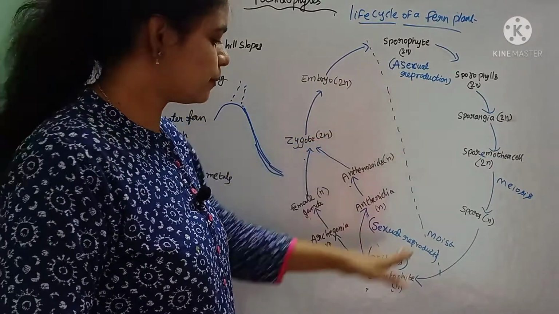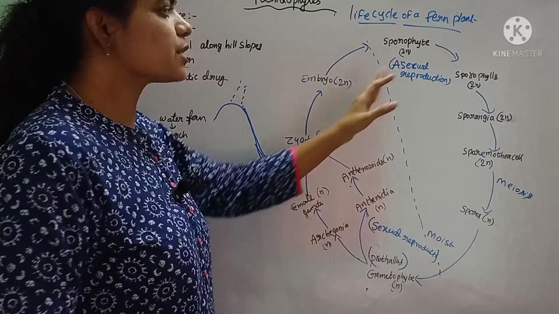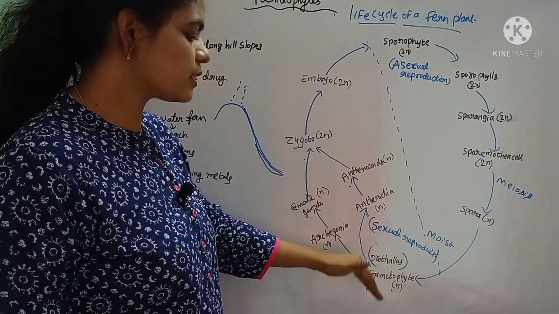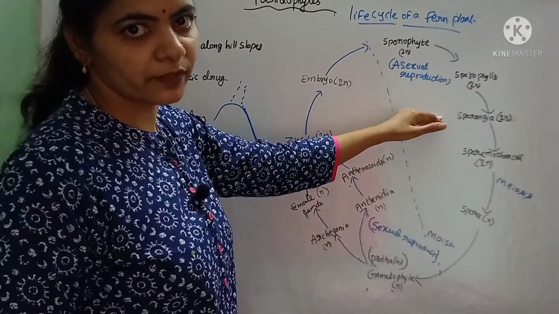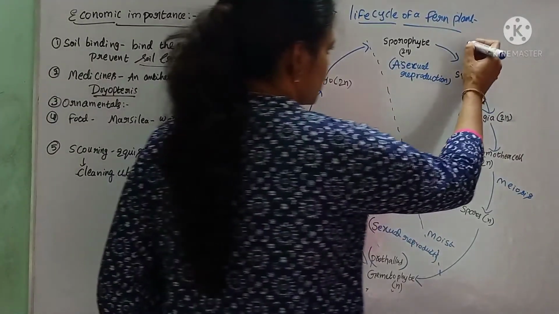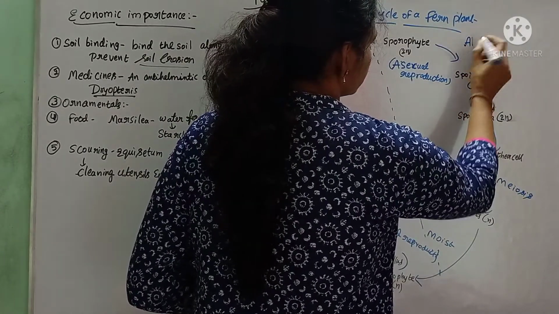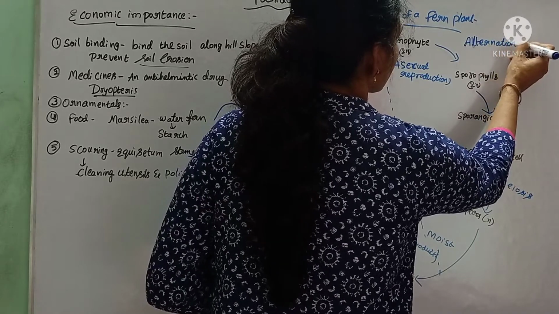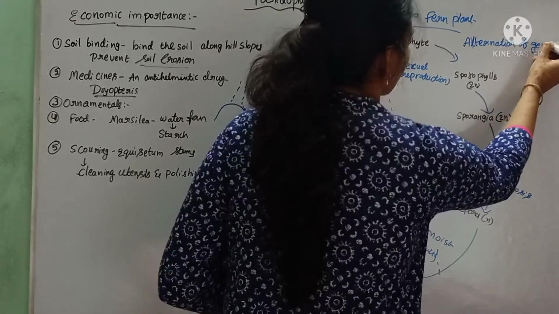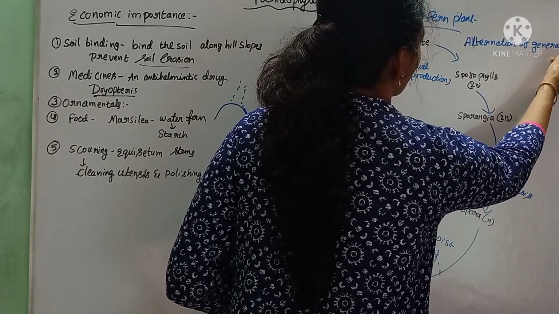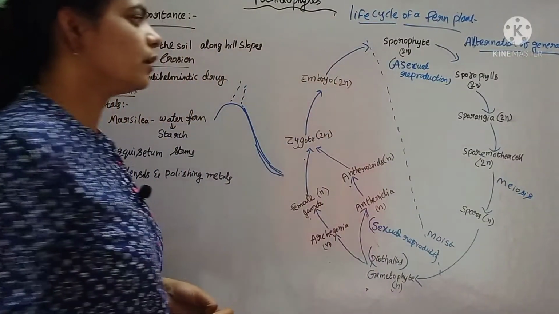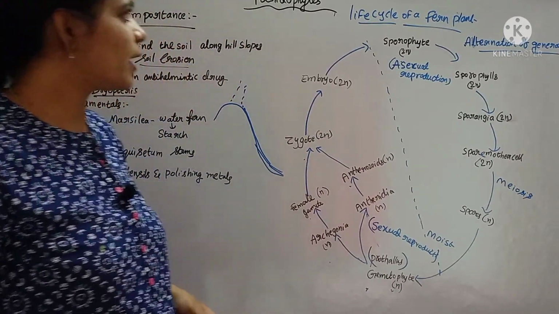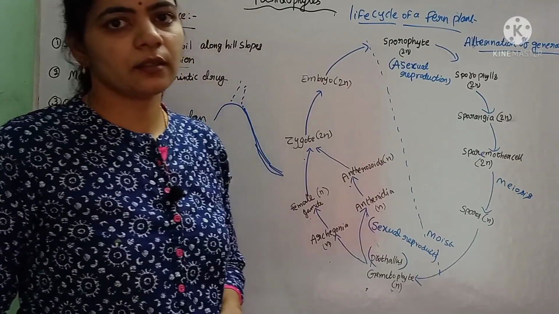Asexual reproduction is followed by sexual reproduction. Sexual reproduction is followed by asexual reproduction. That is, the sporophyte phase is followed by the gametophytic phase. The gametophytic phase is followed by the sporophytic phase. This is called alternation of generation. Like this, reproduction in the pteridophytes occurs. With this, we have completed the pteridophytes.